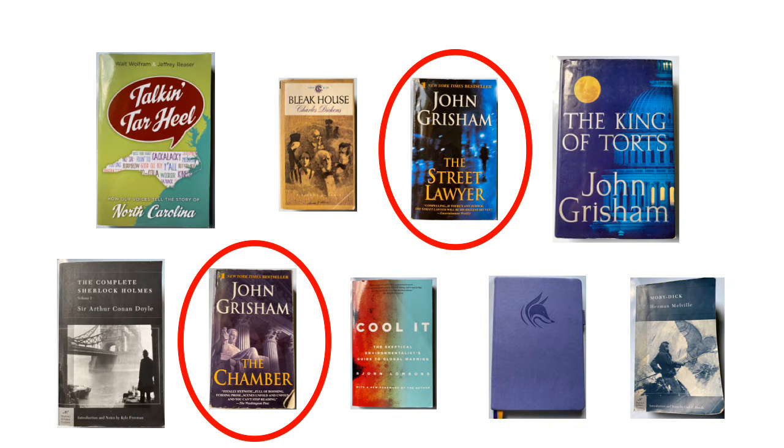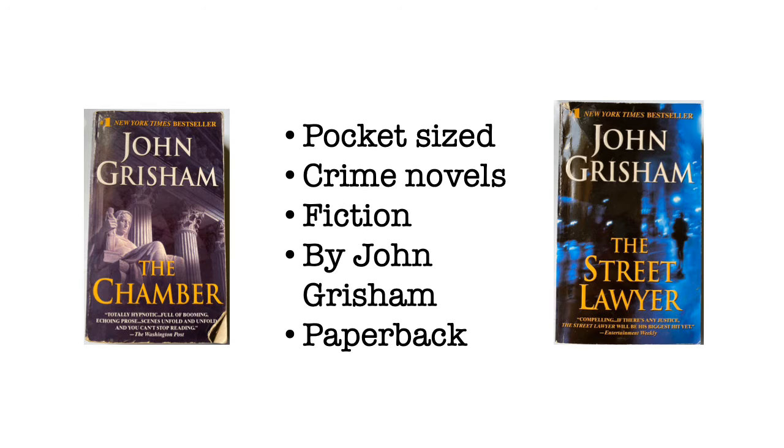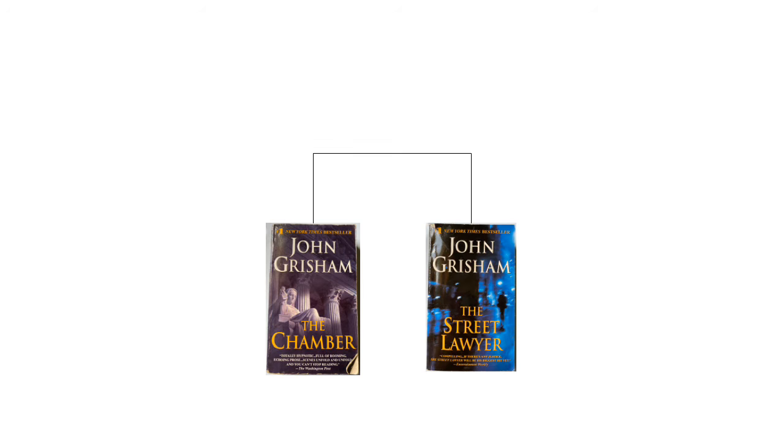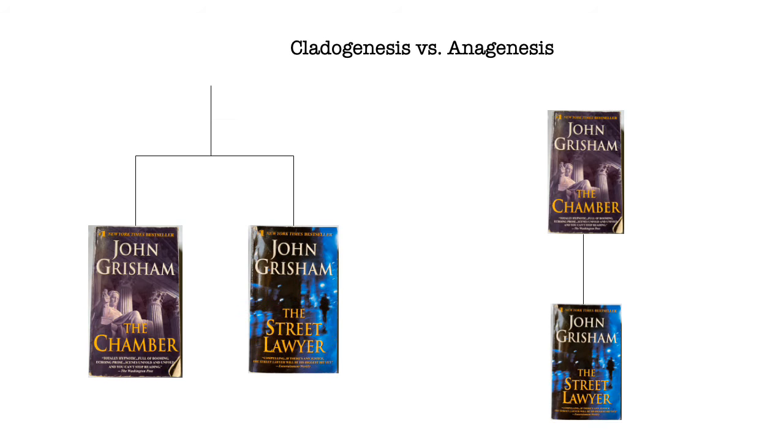Let's start with these two books. These books are the most similar. They are both pocket-sized paperback crime novels, and they're also by the same author. This is going to be our first node, and is also an example of cladogenesis, which is when a common ancestor gives rise to two new species rather than a transition to a single new species along a single lineage, like an anagenesis.